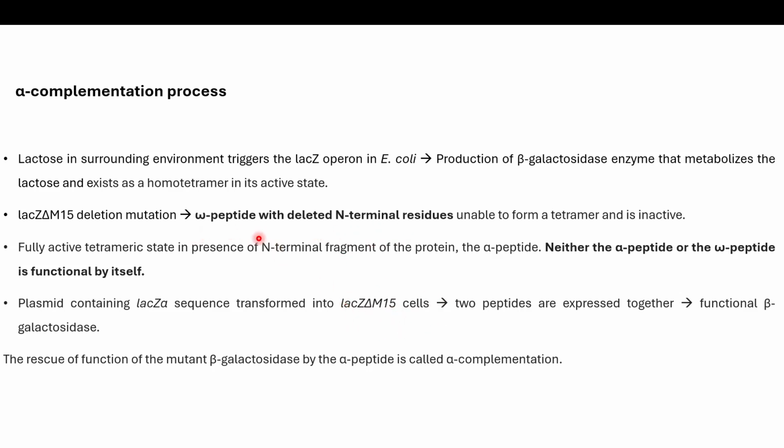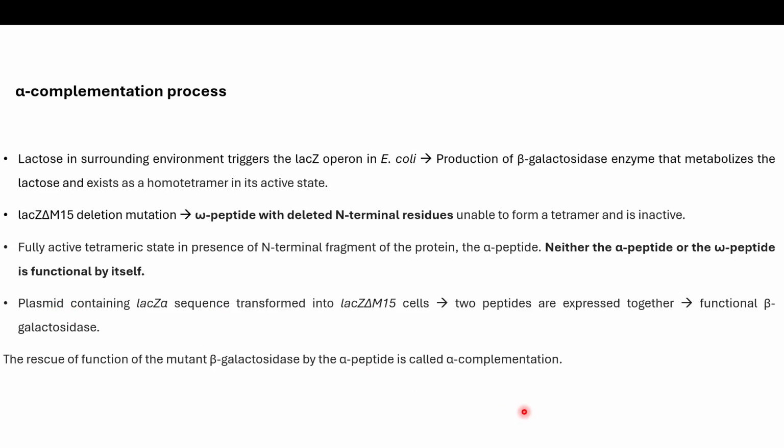Thereby, these cells code for the omega peptide, and the other plasmid only codes for the first few residues which have been deleted from the N-terminal region, which code for the alpha peptide. That plasmid is put inside these M15 cells. So both the alpha peptide from the plasmid and the omega peptide, which was already present in the cells, are expressed together, thereby forming a functional beta galactosidase. So the rescue function of this mutant beta galactosidase present in these M15 cells by the alpha peptide present in the plasmid is called alpha complementation.